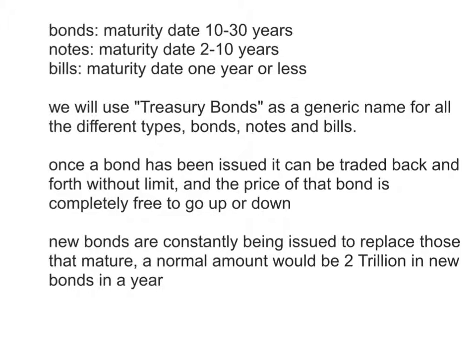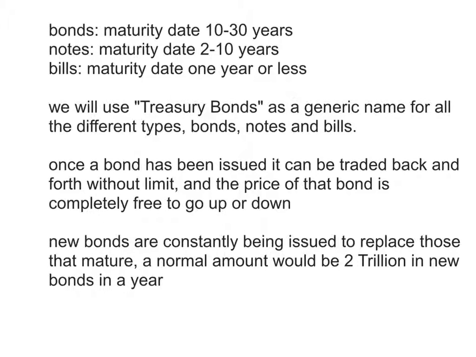Here's a little terminology thing. When we say treasury bonds, we normally are using that as a generic name for all the different types of US Treasury securities. Actually, there are three types, strictly speaking. Bonds have a maturity date of 10 to 30 years, notes a maturity date of 2 to 10 years, and bills a maturity date of 1 year or less. Normally there's no such thing as a treasury bond with a maturity of 1.5 years. You're either 1 year or less, or you jump right up to 2 years. The good news is we'll just keep using the word treasury bonds as the generic word.